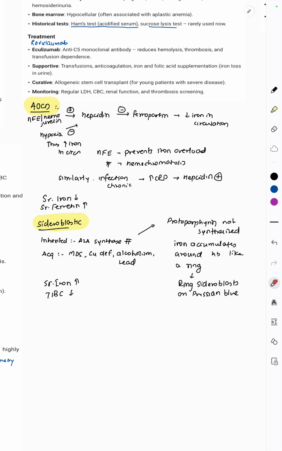Then sideroblastic anemia. Sideroblastic anemia is an inherited condition. This is because of the ALA synthase defect, because of which the protoporphyrin rings in the hemoglobin are not synthesized. The iron is present and accumulates around the nucleus like a ring, because of which ring sideroblasts are seen on Prussian blue staining. Acquired causes can be myelodysplastic syndrome or copper deficiency. There is increased serum iron levels, and the total iron binding capacity is also low.